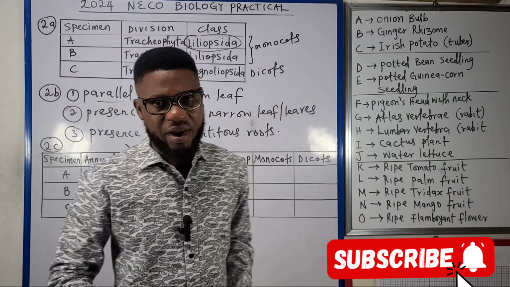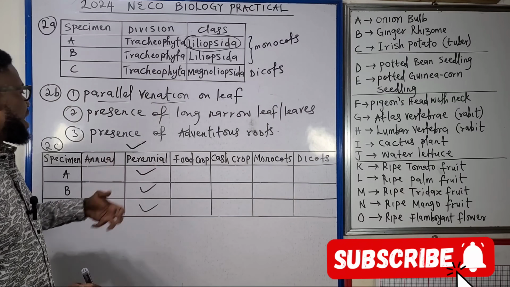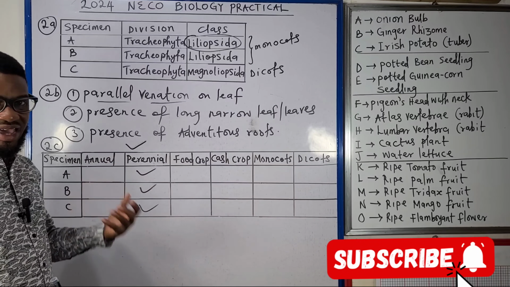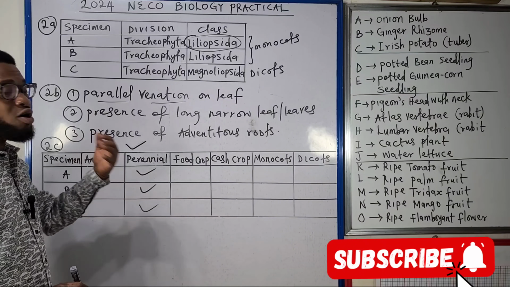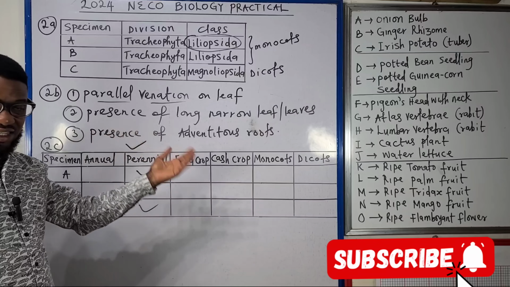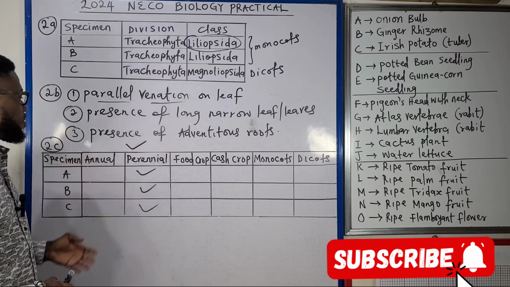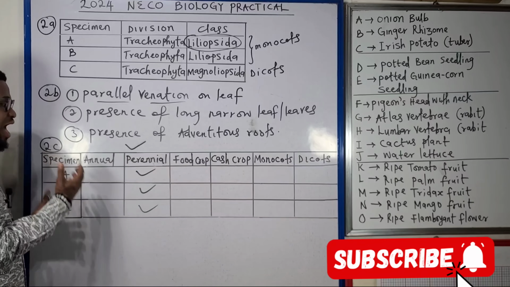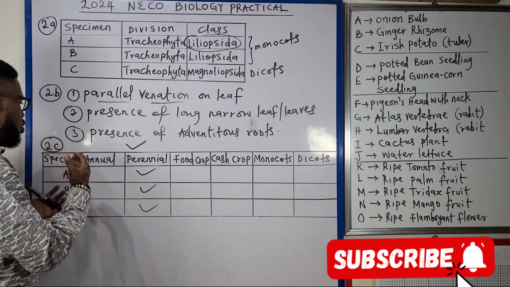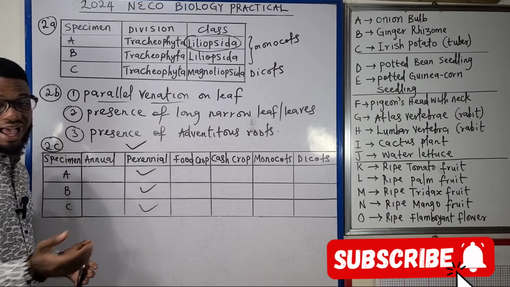When we say perennial, it means these are plants that persist, that remain for more than 2 years, for many seasons. They still continue to produce. But when you talk about annual crops, after just a year, once they produce, then they die off.